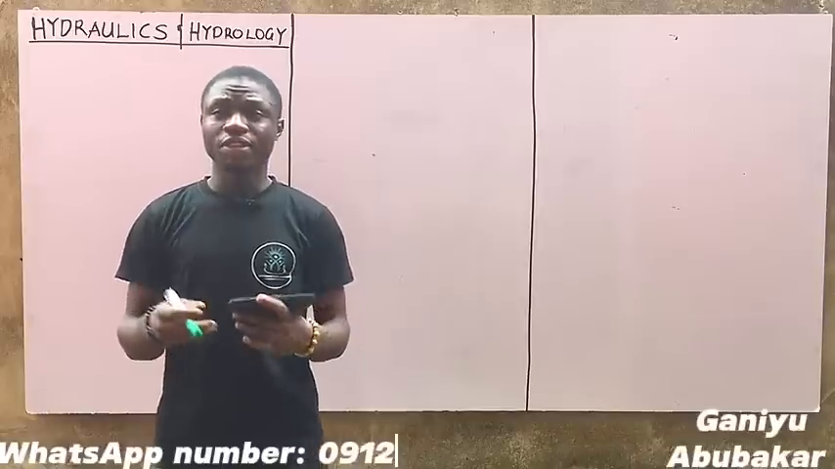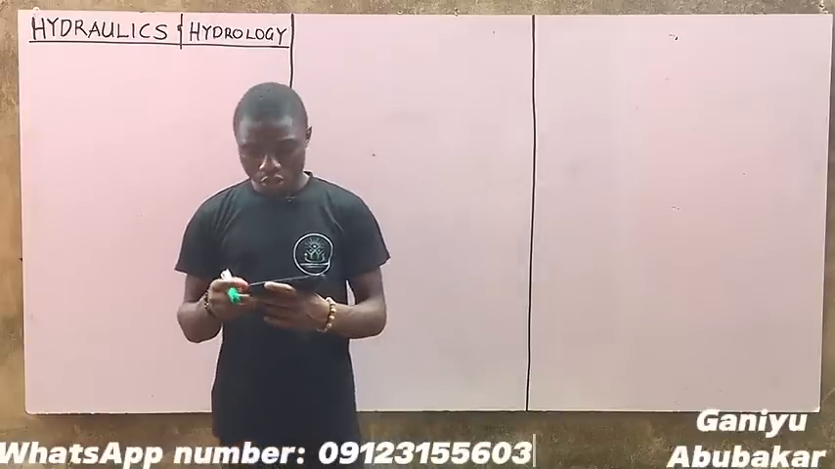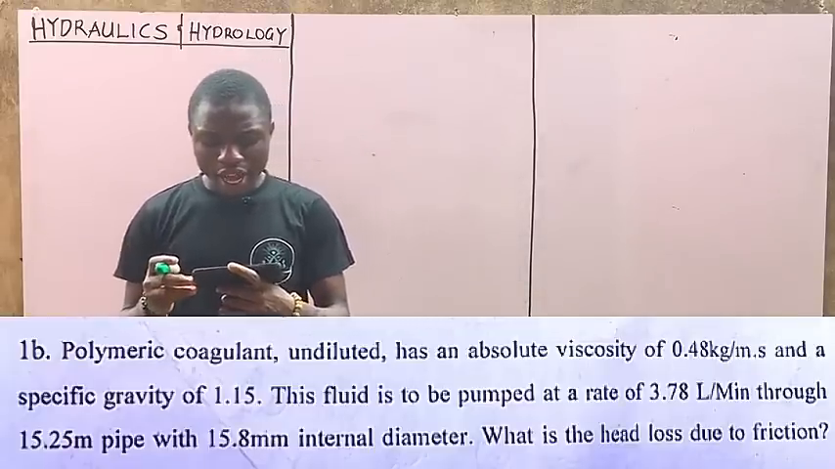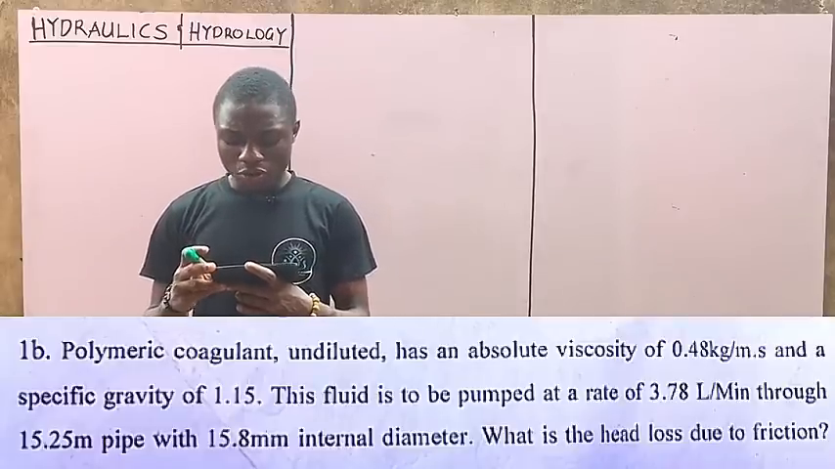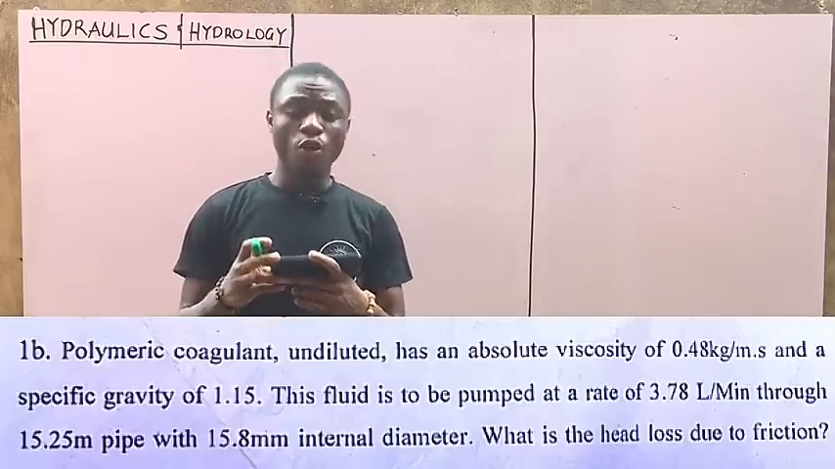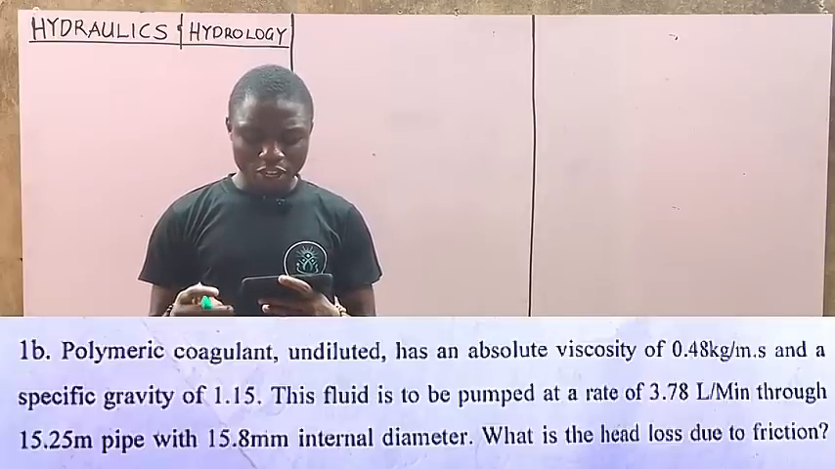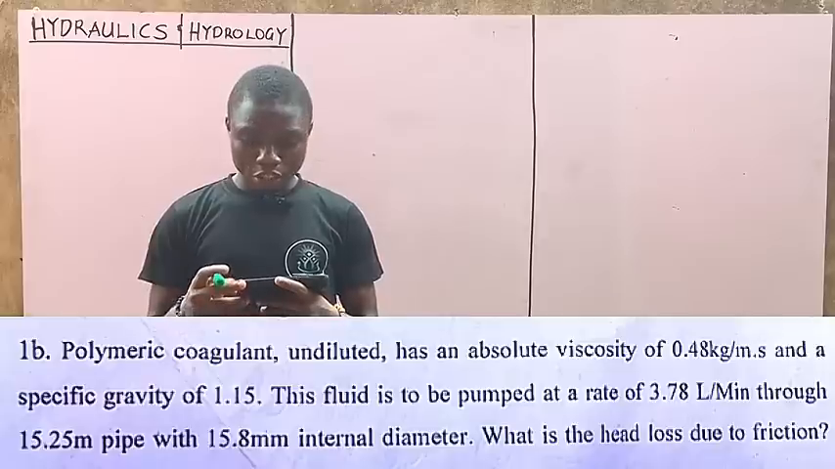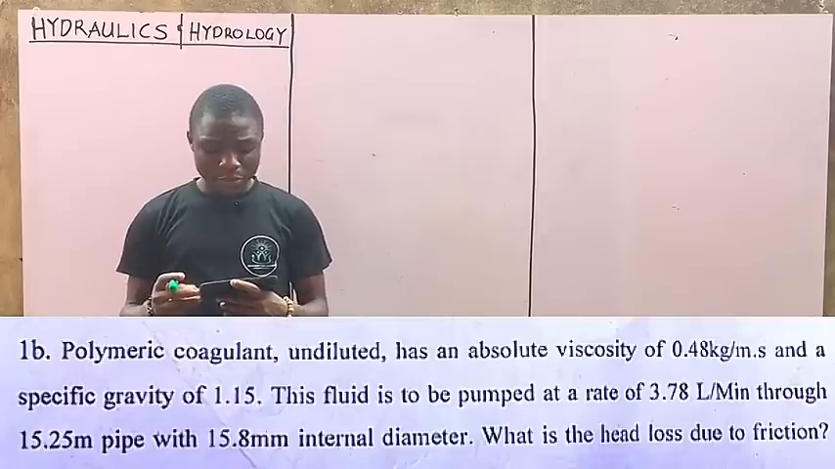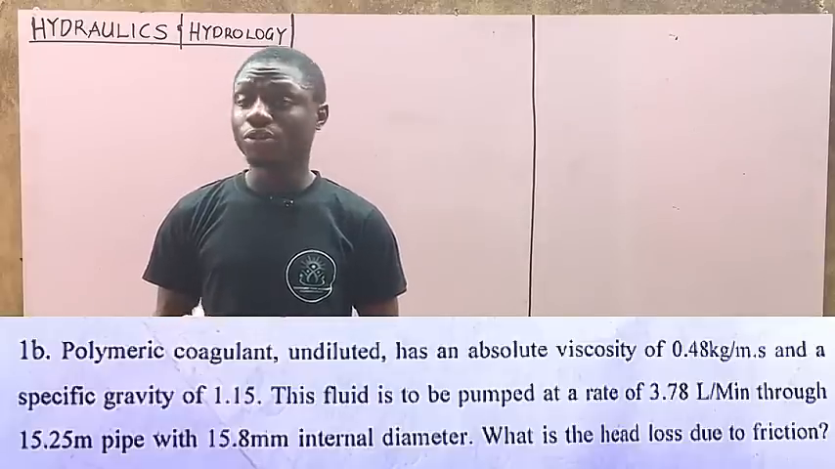This is the first of the past questions, from 2023/2024. The question says: a polymetric coagulant, undiluted, has an absolute viscosity of 0.48 kg per meter second and a specific gravity of 1.15. The fluid is to be pumped at a rate of 3.78 liters per minute through a 15.25 meter pipe with a 15.8 millimeter inner diameter. What is the head loss due to friction?